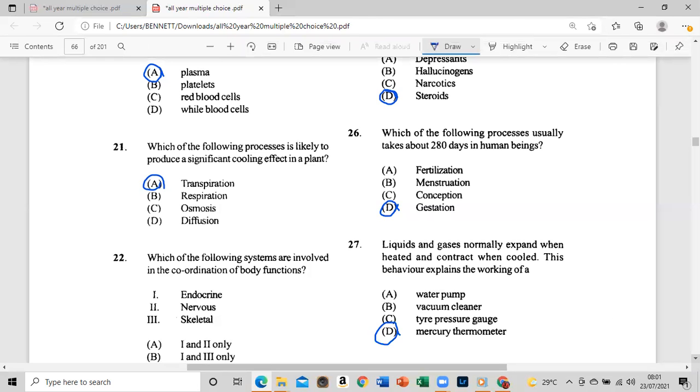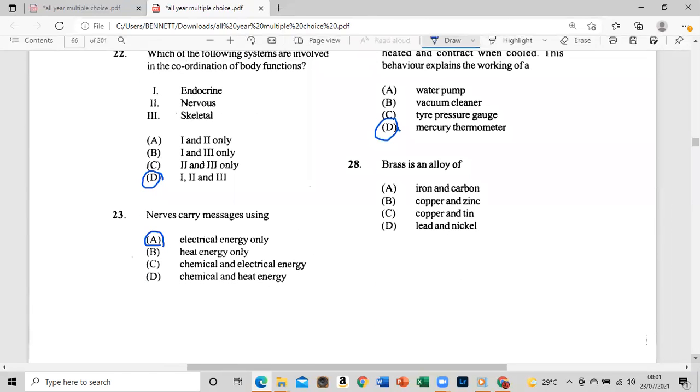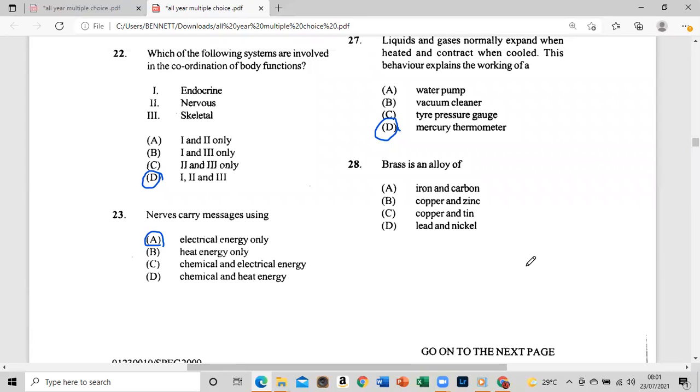Let's move on to number 28. Brass is an alloy of iron and carbon, or is it copper and zinc, or is it copper and tin, or is it lead and nickel? Brass is an alloy of B, copper and zinc.